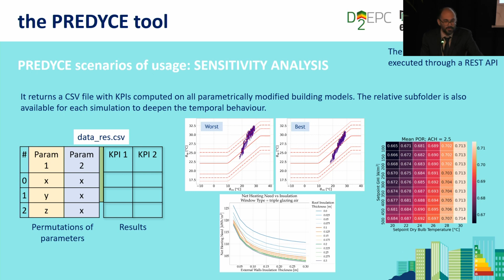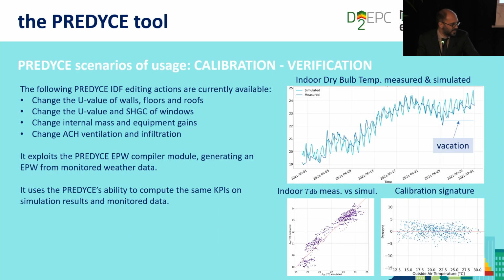That allows, for example, to detect heat maps with the impact of different retrofitting scenarios on the given set of KPIs, or to control or optimize the control rules for shading, ventilation, and so on, helping at least the designer.